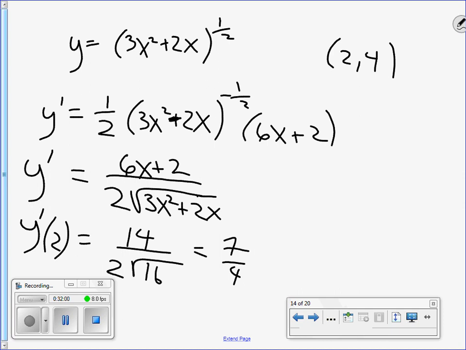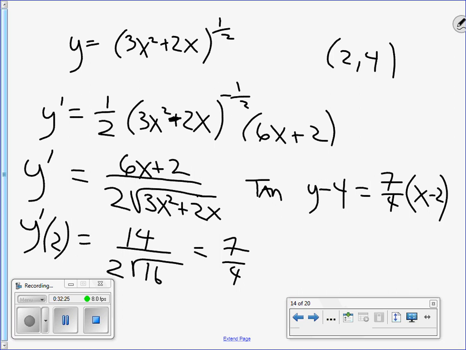Now, let's write the equation of the tangent line. Then we'll write the equation of the normal line. So we got the point 2, 4. We got the slope of the tangent line, 7 fourths. So if they asked us the equation of the tangent line, I know they didn't, what's it going to be? Y minus 4. Nice. Okay.